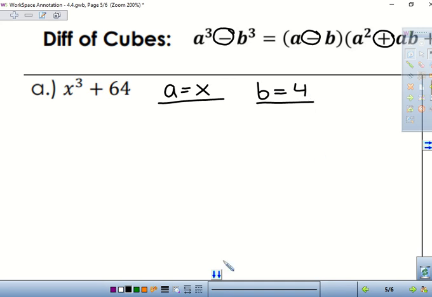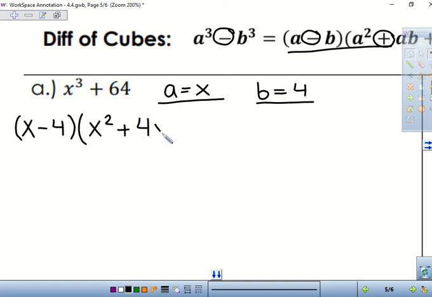So now from here, you're just going to plug right into this formula. Okay, that's the formula I'm using, so this is where everything is coming from. It's going to be a minus b, which is x minus 4, times a squared, which is x squared, plus a times b, which is 4 times x, which is 4x. Finally, plus b squared, which is 16.